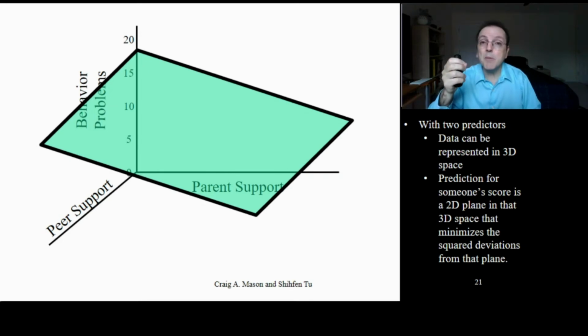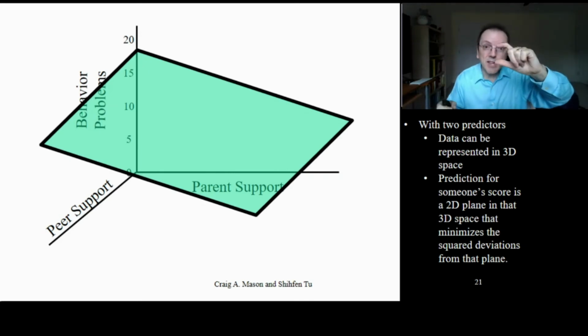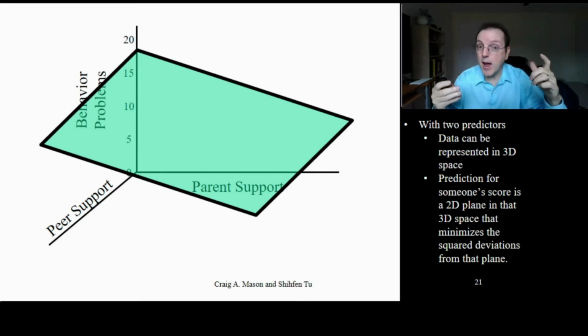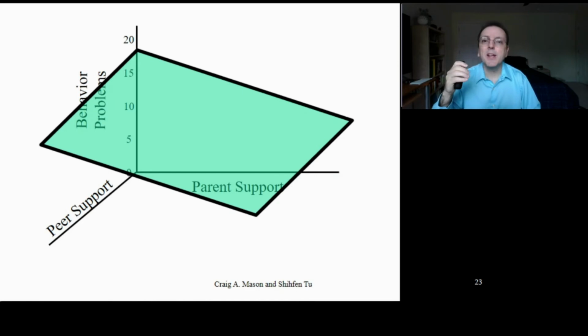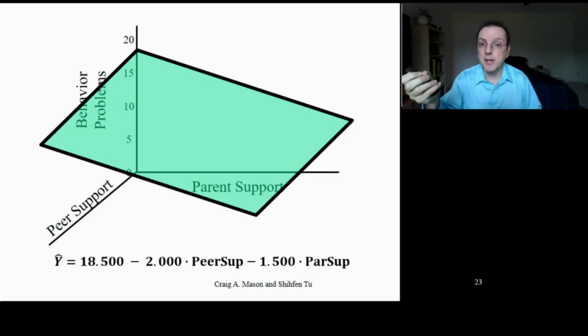Now, we're still minimizing the squared deviations between our predicted outcome score and the observed outcome scores, right? To see how this works, let's assume that our regression equation is y hat, our predicted score, equals 18.5 minus 2 times peer support minus 1.5 times parent support. We'll keep the numbers nice and round for this illustration.